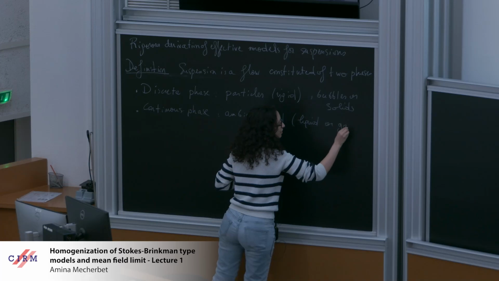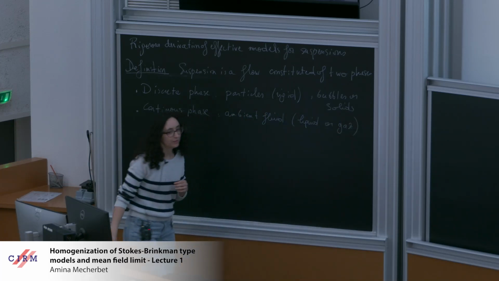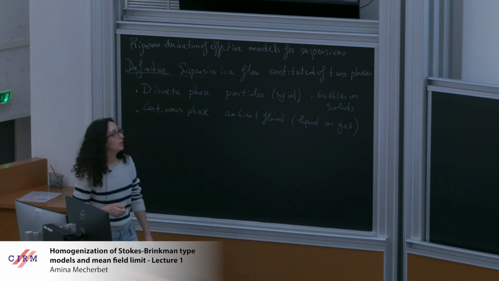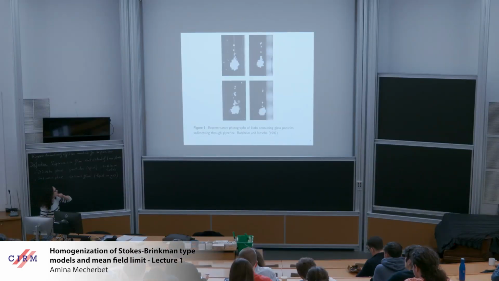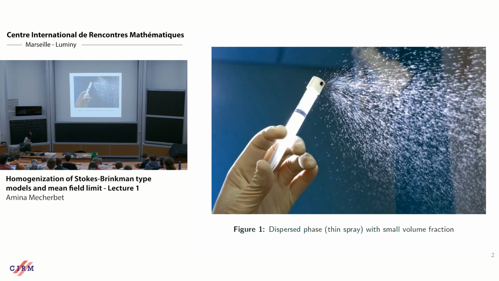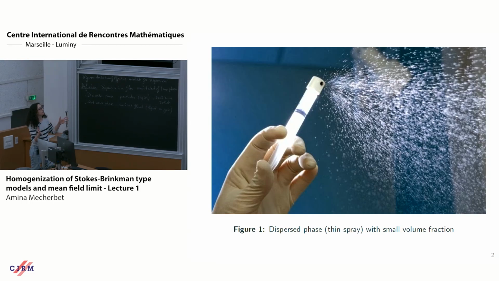And as you can imagine, there are a lot of applications of such phenomena in different fields. So for instance, this picture comes from a paper by Batchelor and Nietzsche, and it represents sedimentation of blobs in a viscous flow. But I have another picture, for instance. As you can see, this is a spray, which is assumed to be, so we call this a thin spray, meaning that the volume fraction of the particles is really small.